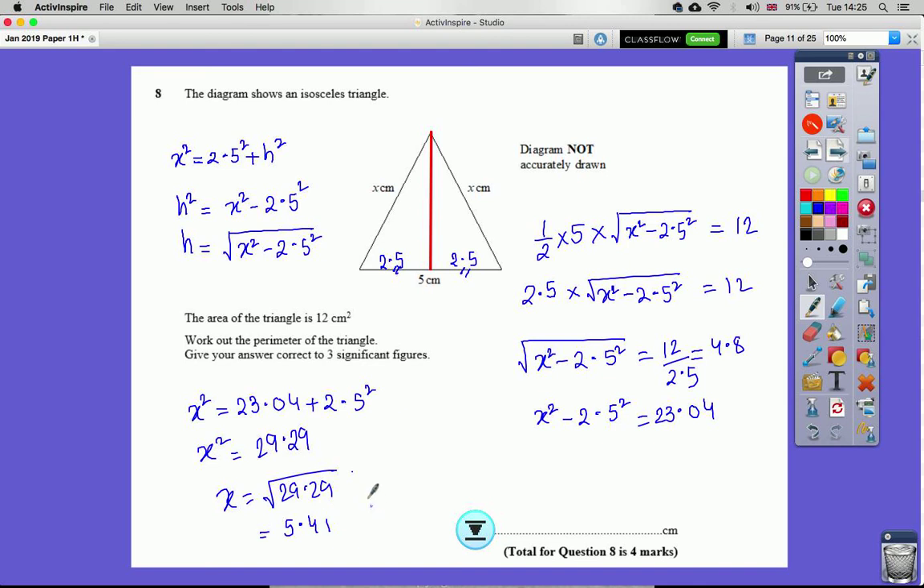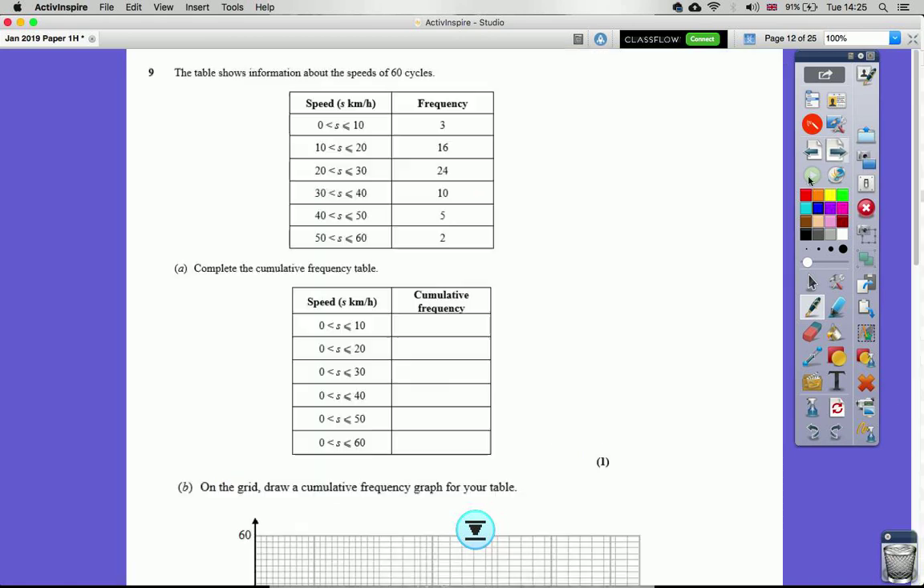So the perimeter of the shape is now going to be 5 plus 5.41 plus 5.41, which is 15.82. Correct to three significant figures, 15.8 centimeters.